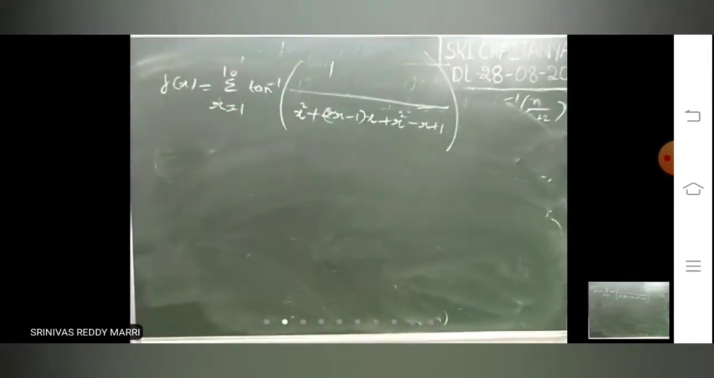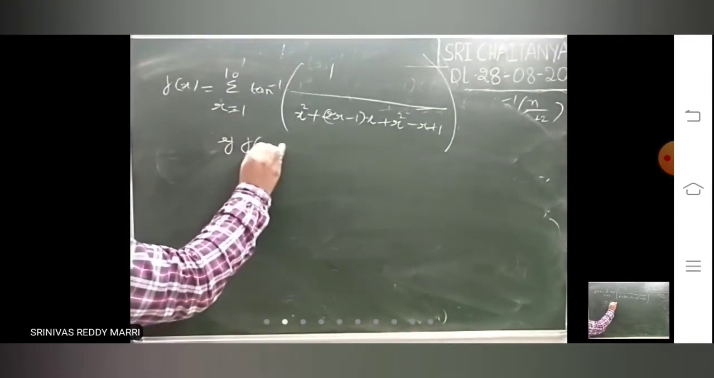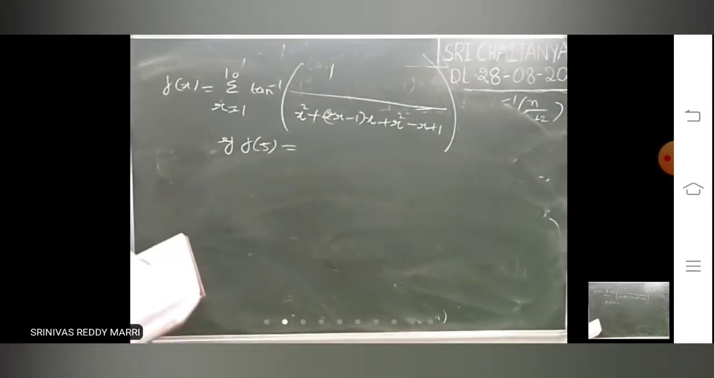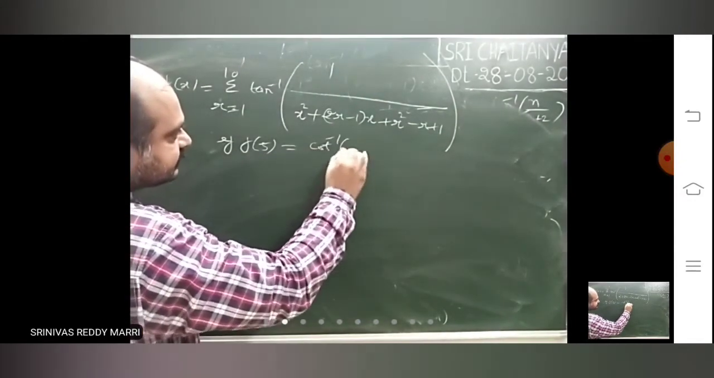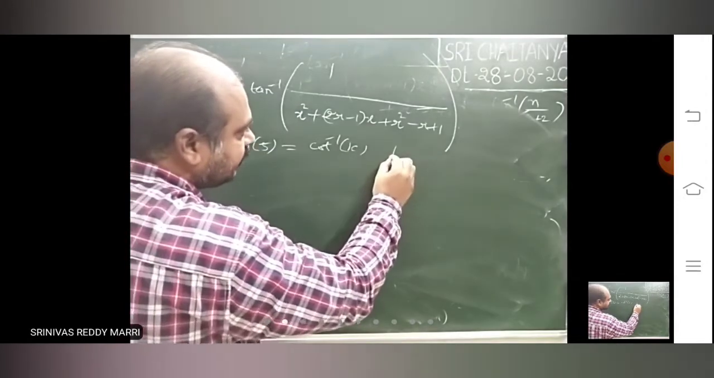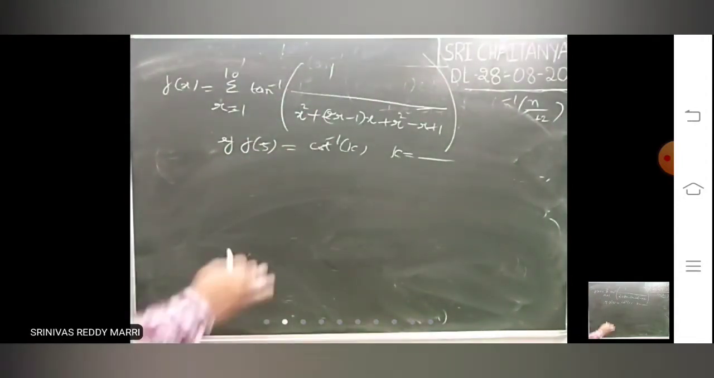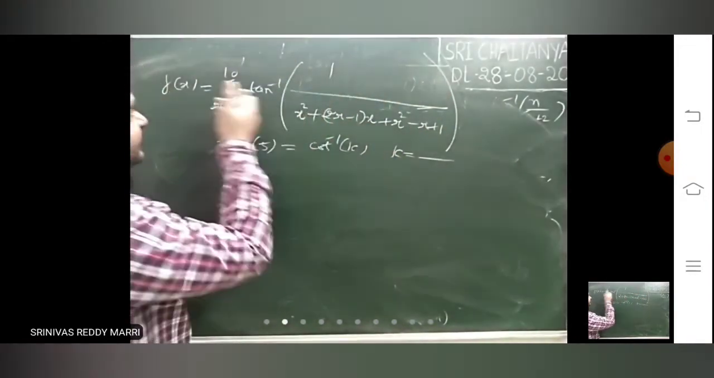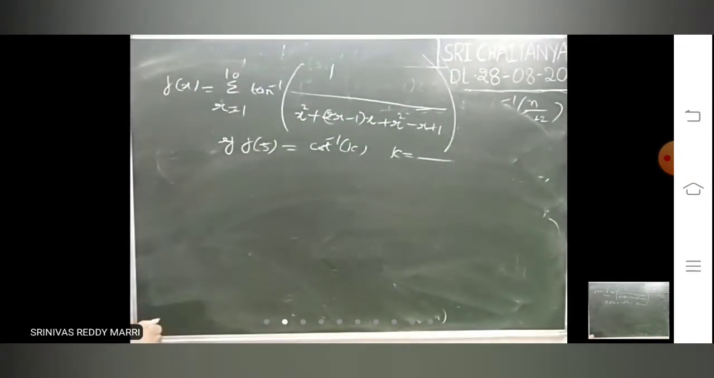Then what he is asking is: if f of 5 equals cot inverse k, in the integer questions he will ask like this, then k equals dash. Now look at it, first we will find out what this series is, that is f of x. So I will try to calculate this series first.